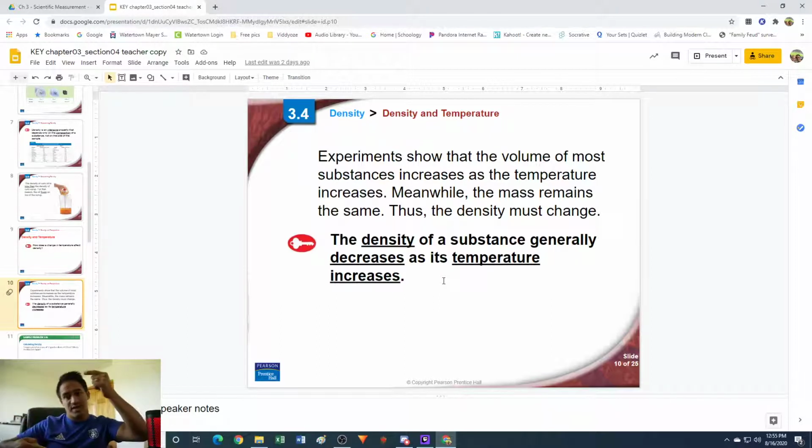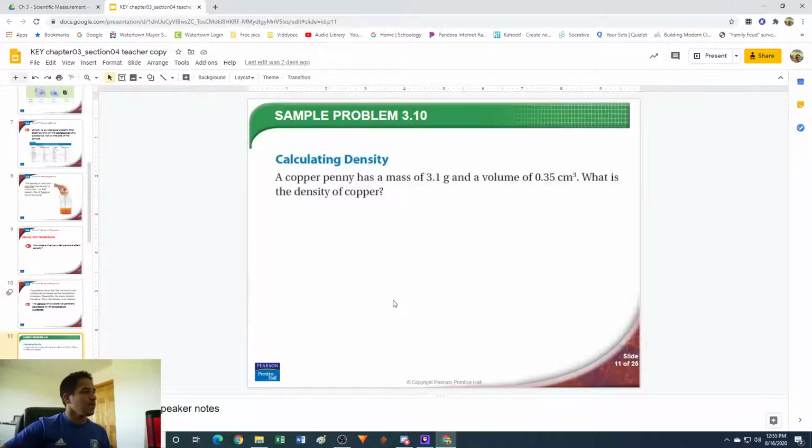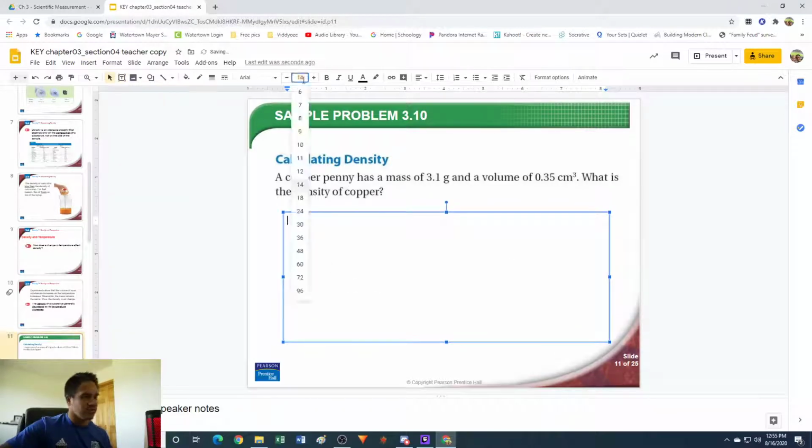Temperature goes down, density goes up. All right, so let's do some quick calculations just to see how this works. It says a copper penny has a mass of 3.1 grams and a volume of 0.35 cubic centimeters. What is the density of copper? So this is a very basic density problem.